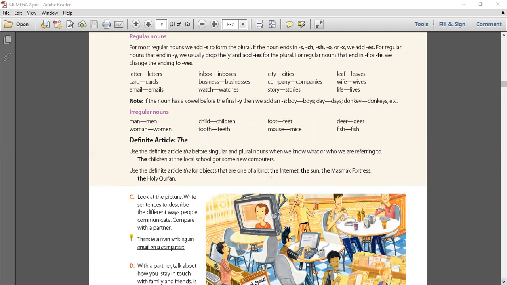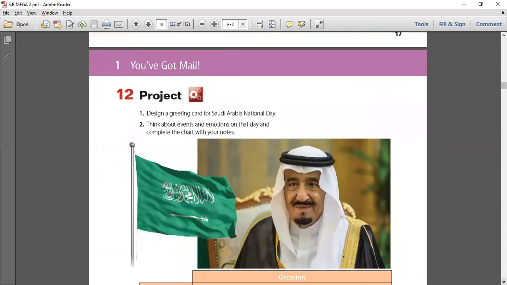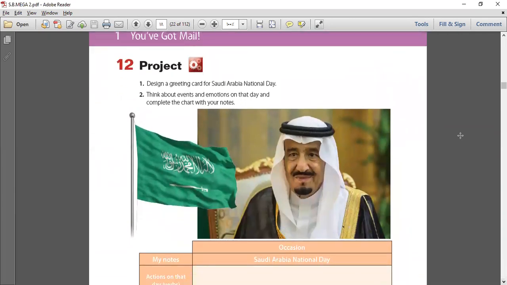This was all about Unit 1. Okay, I think Unit 1 was very easy. Your project that you have to do on Sunday next week, inshallah, is going to be very easy. What you have to do is design a greeting card for Saudi Arabia National Day. Only a greeting card. This is what you have to do for next Sunday.